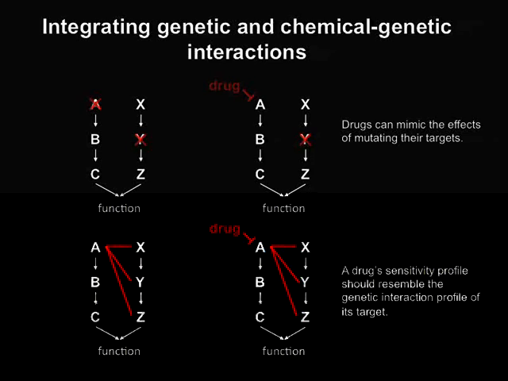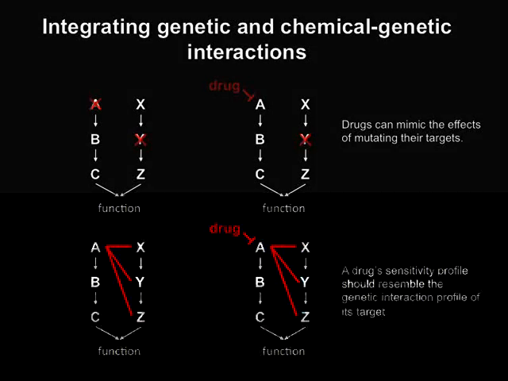to integrate it with chemical data. It's a common concept that many drugs can mimic the effect of deleting the target of the drug. So you can imagine you can block a function by either deleting two genes that work in two parallel pathways, or by targeting one of them with a specific small molecule in the presence of a second mutation. In the same way, a drug's sensitivity profile, the set of mutants that are sensitive to treatment with a particular drug, should be very close to the genetic interaction profile of the target of the drug.